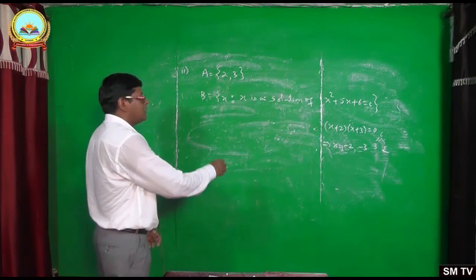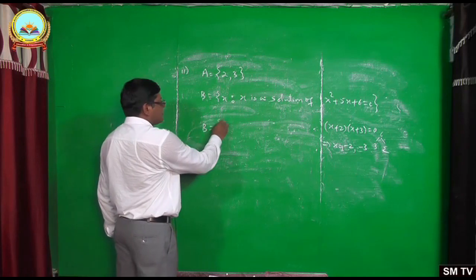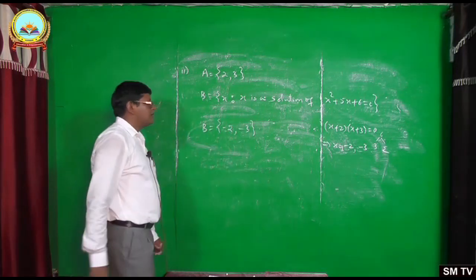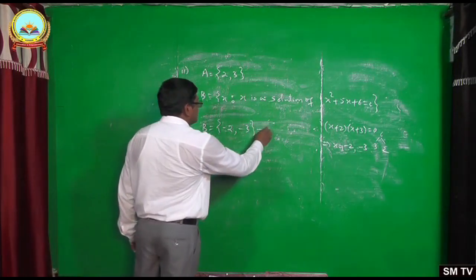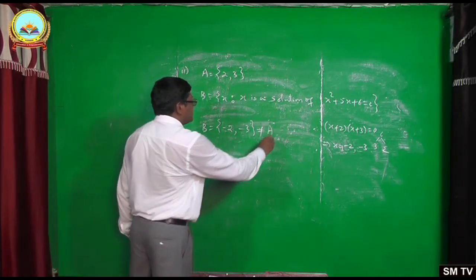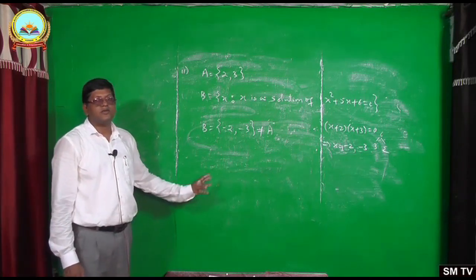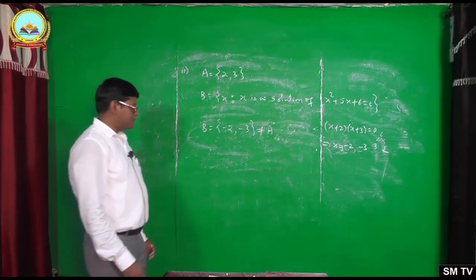So set B consists of minus 2 and minus 3. This is not equal to set A. So therefore, in this case, set A is not equal to set B. Okay.